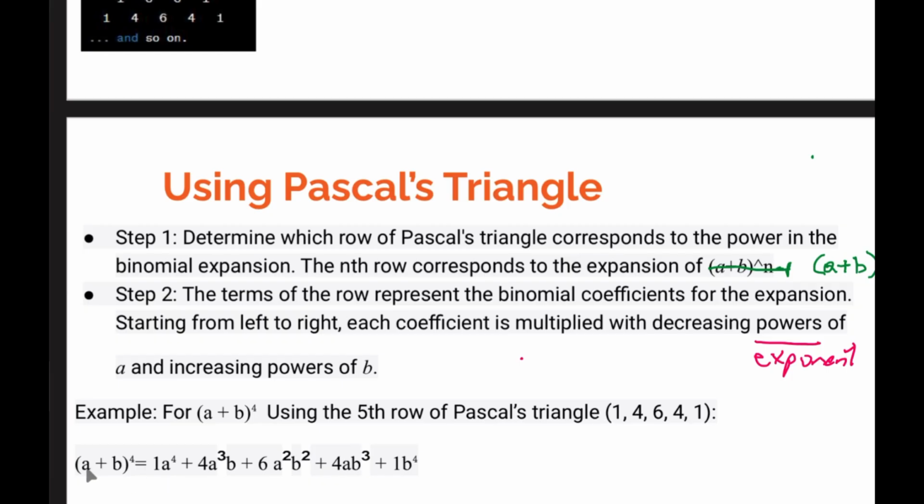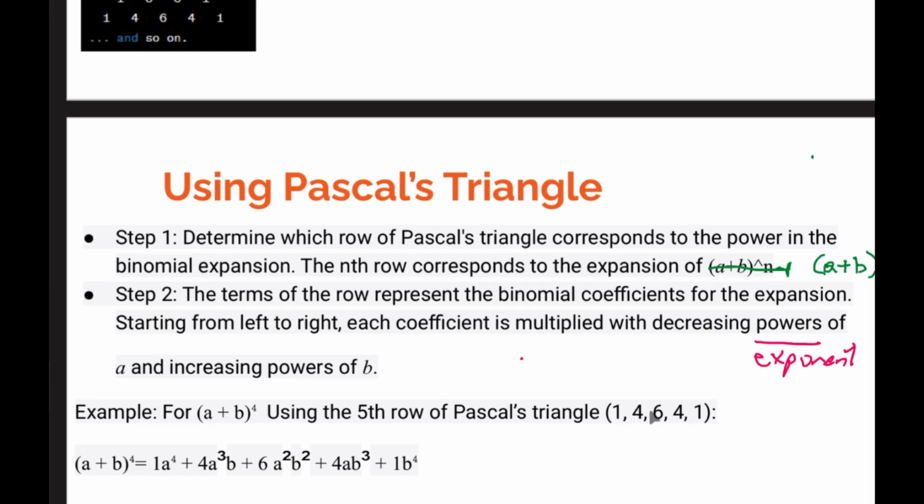Then you would write a with the highest power and then decreasing. So a would be to the 4th power here. So you start with a to the 4th, then a to the 3rd, then a to the 2nd, then a to the 1st, which is just a, and then a to the 0 power, which is 1, so you don't put an a there. So notice the last part, there's no a.